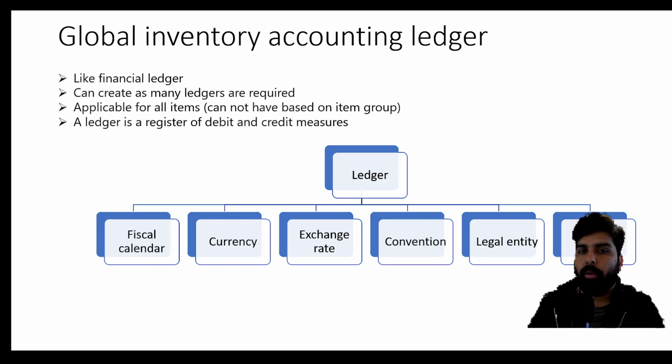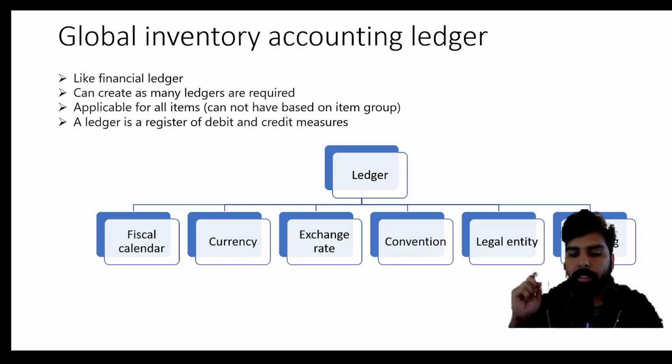Now the ledger in global inventory accounting is similar to our financial ledger. The general ledger helps you to understand, define, and process your financial reporting, right? Similarly, the global inventory accounting ledger helps you to have the inventory reporting based on the different ledgers. But the good part here is that you can create as many ledgers as you want for that particular legal entity. So if my local currency is USD, I can have one ledger for having the valuation in a different currency, let's say GBP.